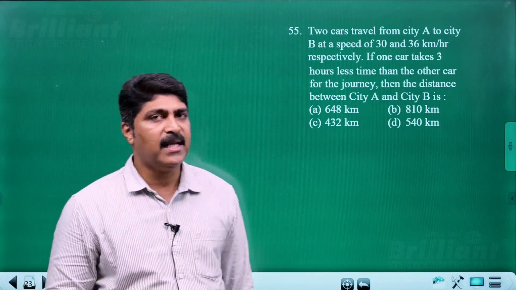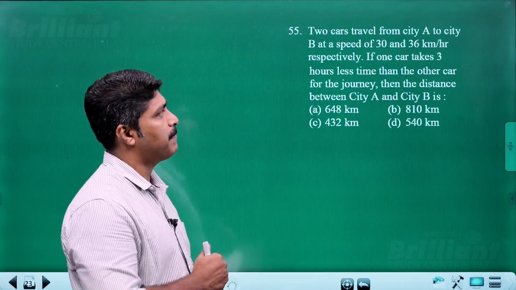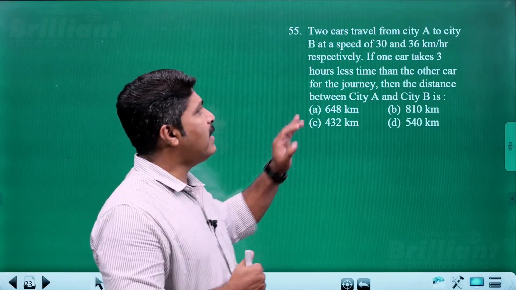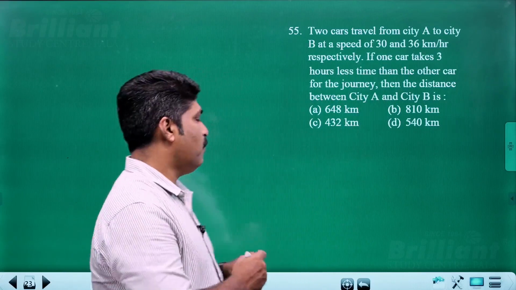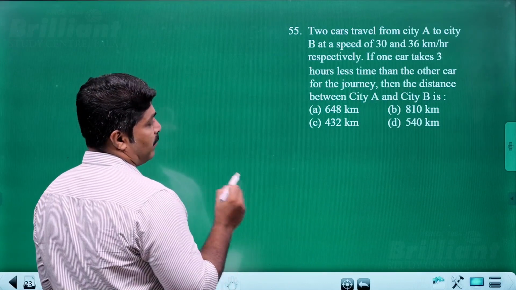How can we find this kind of question's answer easily? Here again we can apply the ratio concept. Here it is given their respective speeds. So first of all, we are reaching the conclusion here. What is the ratio of their speeds?